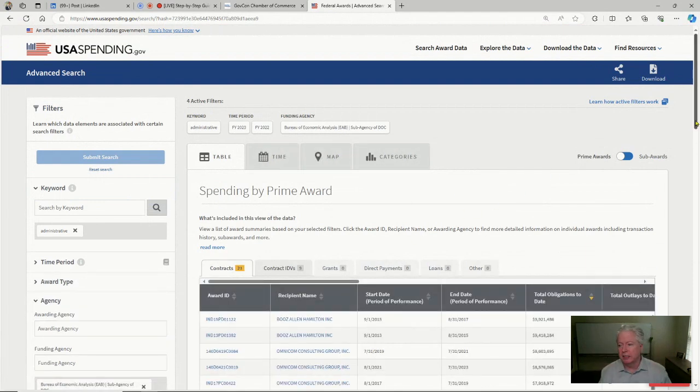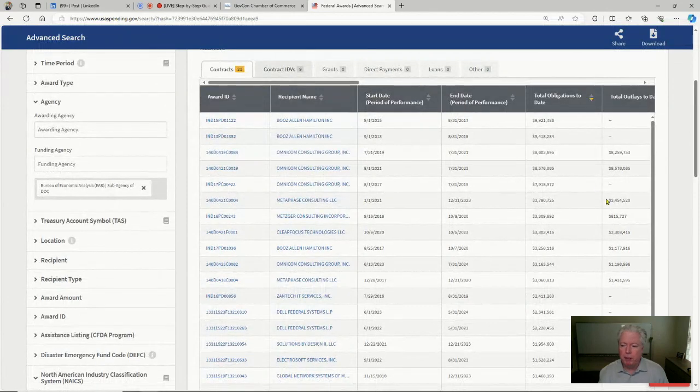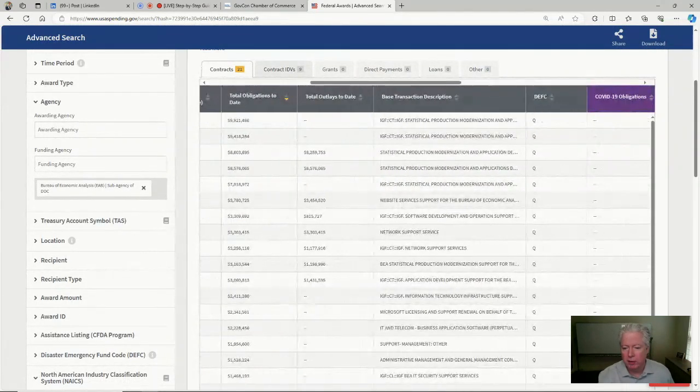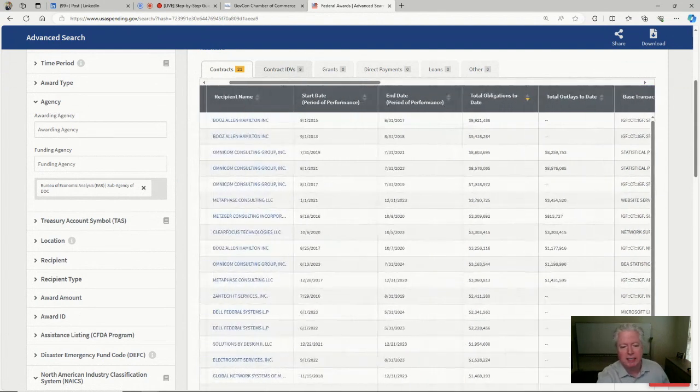And the reason I'm doing this is I want to see, well, if these people are winning, let me scroll over for you. If these people are winning typical type contracts out there, like here, this website services support, literally just talking to a customer last week who was saying that's the type of work we want. So let's just use that as an example.